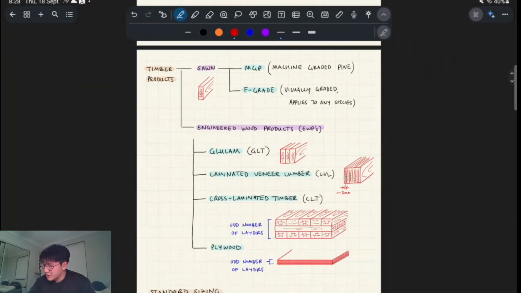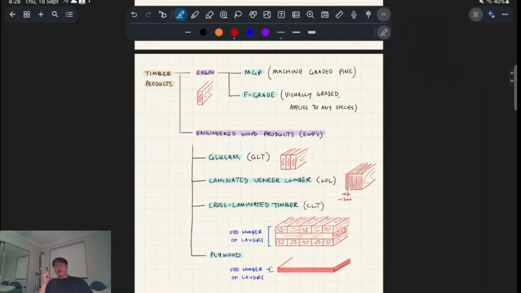Okay, so as I mentioned just now, you can have sawn timber and you can have engineered wood products. Sawn timber is basically what you can buy off the shelf at Bunnings, or you can order from manufacturers. Like in Sydney we have Blacktown timber suppliers, I think they're called, and those kind of timber yards, timber mills, timber suppliers.